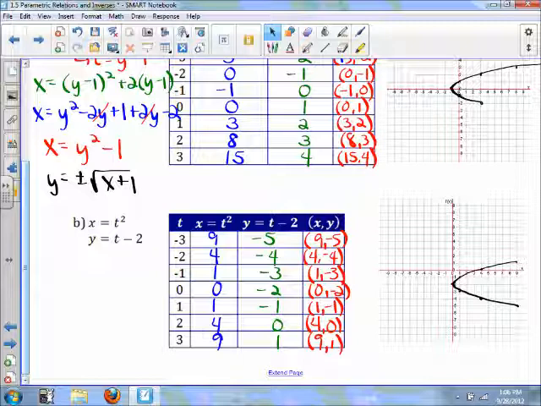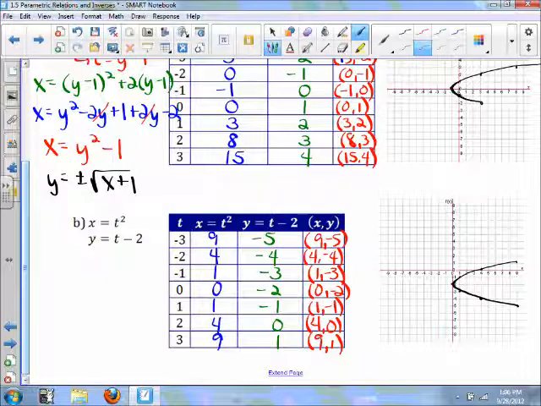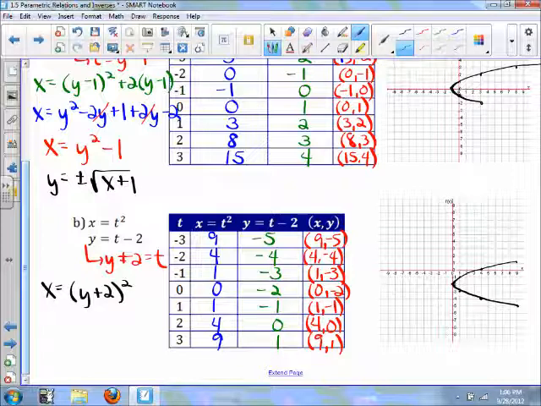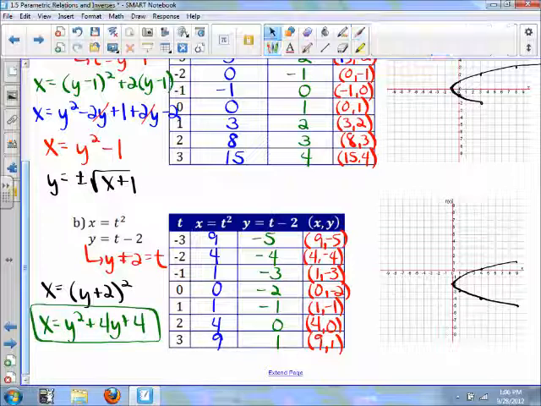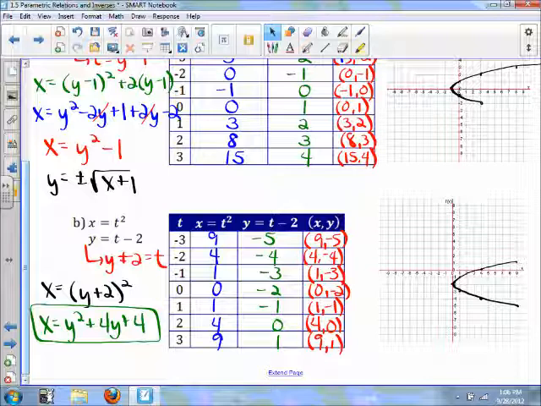Now, solving this equation and switching it to rectangular mode. So y plus 2 will equal t. Plugging this in, y plus 2 squared, which means x will equal y squared plus 4y plus 4. That is your equation. Nice and easy enough.